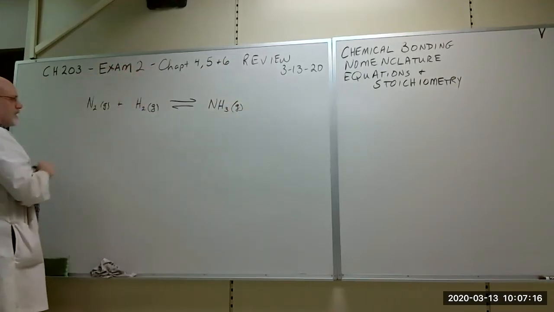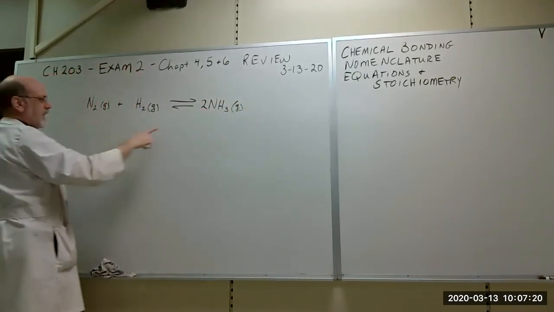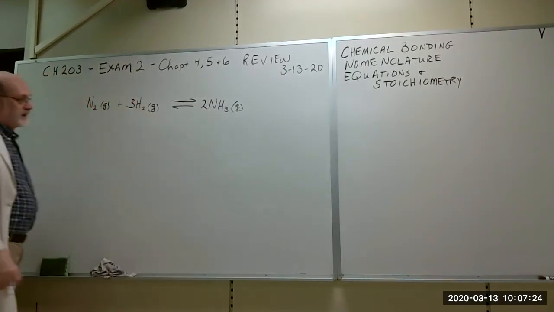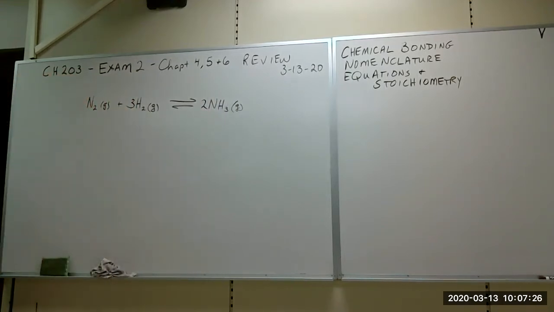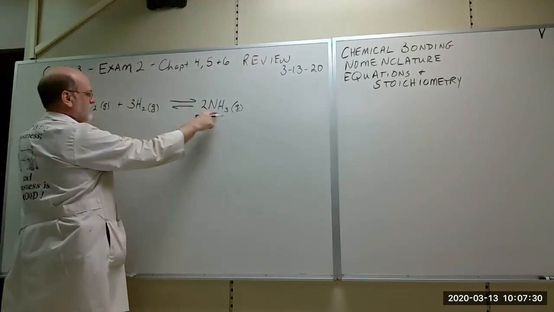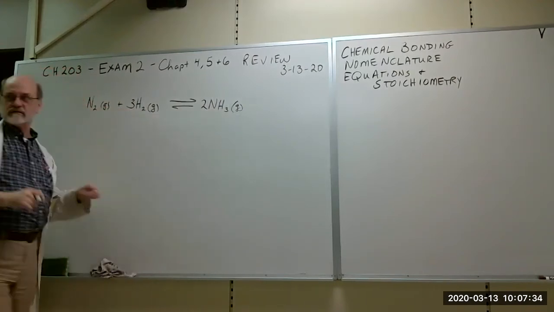Okay, so we need a 2 here, 2 nitrogens. And now we have 6 hydrogens, we need a 3 here. So that's balanced. How do we know it's balanced? 2 nitrogens, 2 nitrogens. 6 hydrogens, 6 hydrogens. We're good.